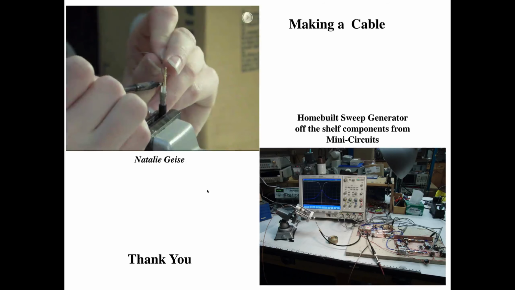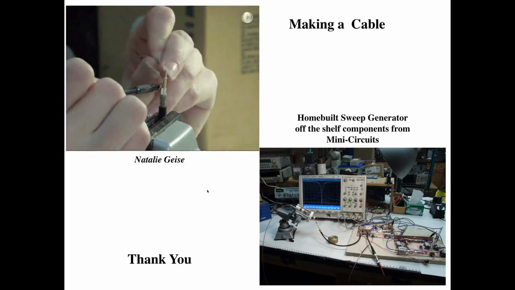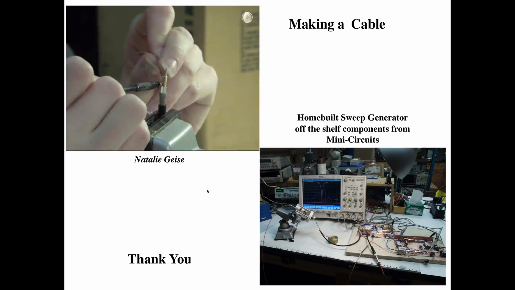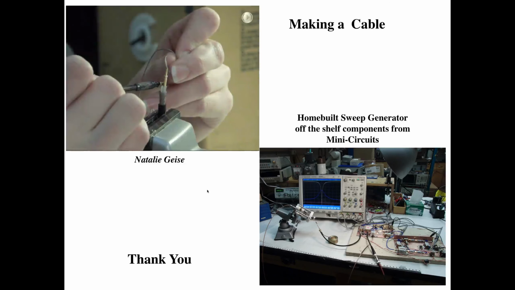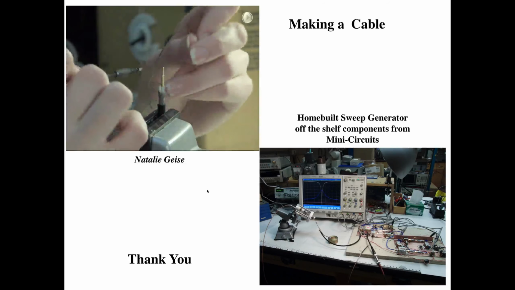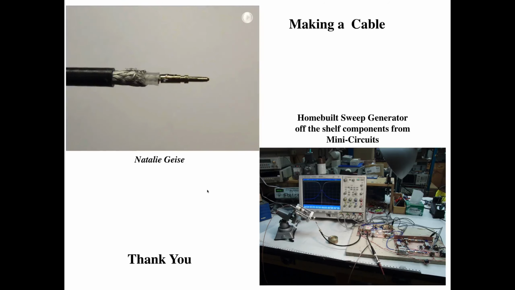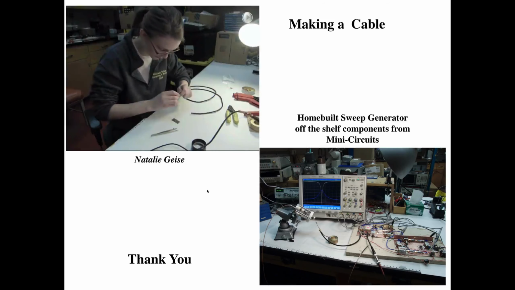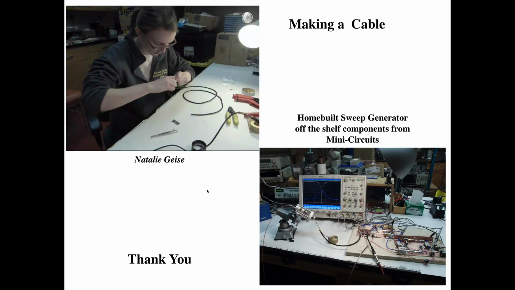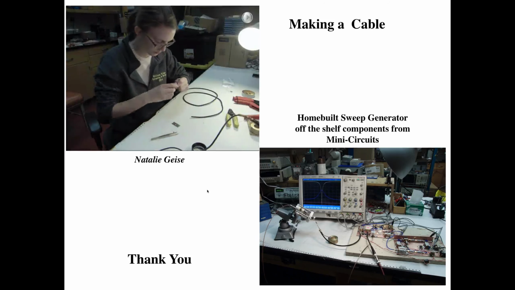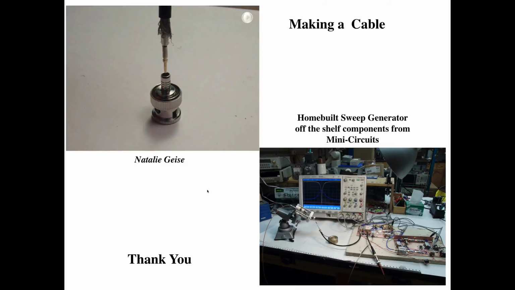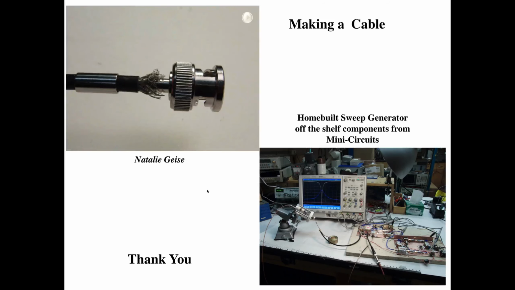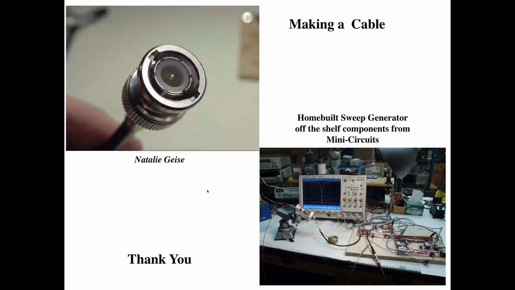Here she is soldering the pin of the connector to the inner conductor of the coax. Takes a little bit of practice, but once you've done it a couple times, it's pretty fast. There it is. It's soldered on. Now she's going to add the connector to the cable. And there it is. You just push the pin through, and you can see the braid is coming over the outer piece of metal there.